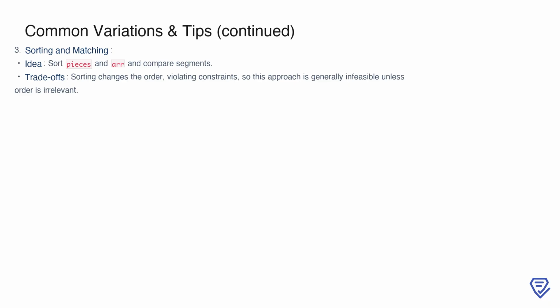Sorting and matching is another approach you might consider, but it comes with significant trade-offs. The idea here would be to sort both pieces and ARR and then compare their segments. However, this approach is generally infeasible for this problem because sorting alters the order of elements, which directly violates the constraint that subarrays in pieces must appear in the same order as they do in ARR. Unless the problem explicitly allows reordering, this method is unlikely to produce the correct result. It's important to remember that while sorting can be a powerful tool in many algorithms, it's not suitable in scenarios where maintaining the original sequence is critical.